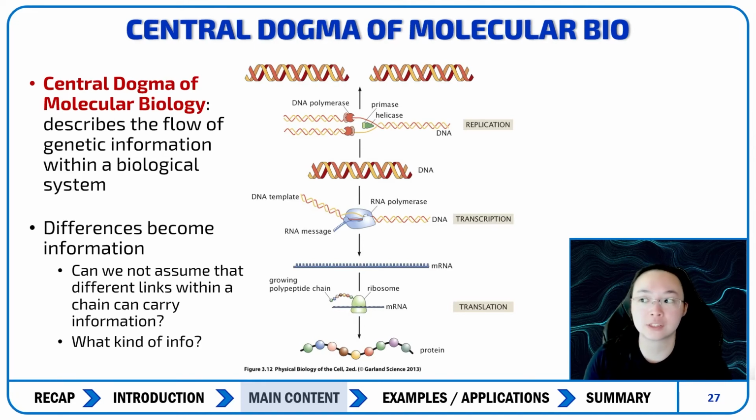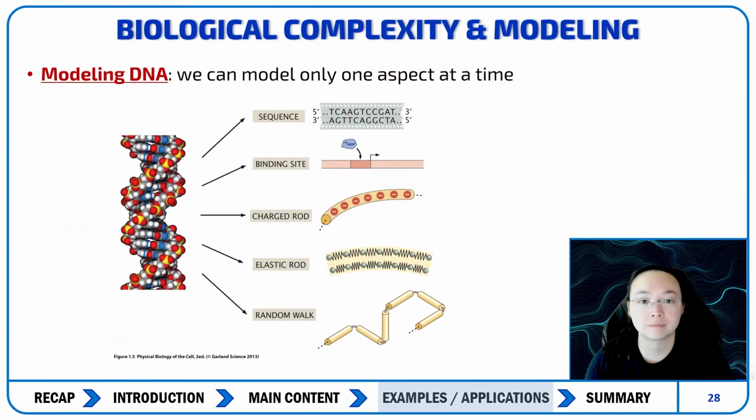For now, let's just say the central dogma of molecular biology is going to describe how we get from genetic information to a protein that carries out the function written by our genetics. So just to wrap up this lecture, I'm going to present a few examples of different types of models that we'll be covering throughout the course.